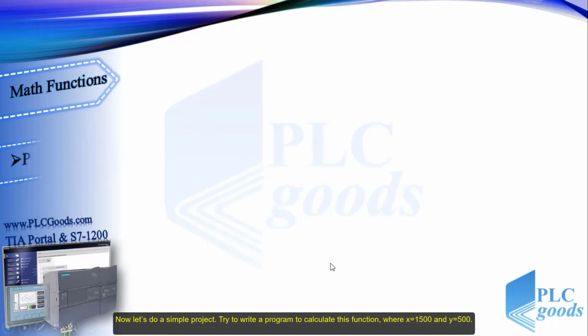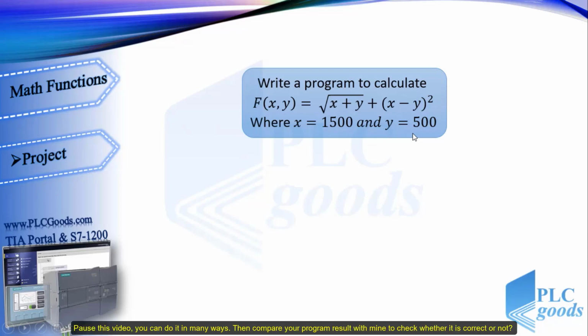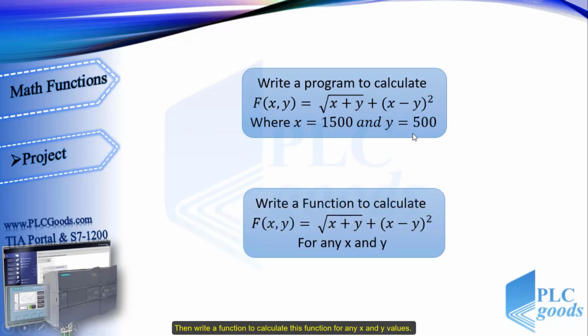Now let's do a simple project. Try to write a program to calculate this function, where x is 1500 and y is 500. Pause this video. You can do it in many ways. Then compare your program result with mine to check whether it is correct or not. Then write a function to calculate this function for any x and y values.